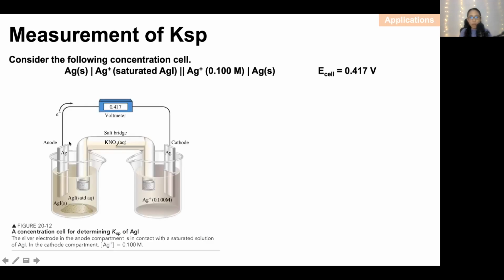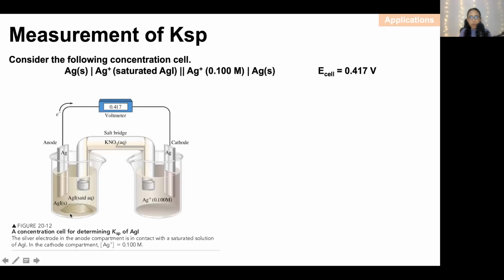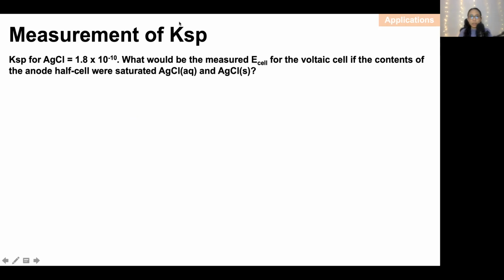It's the same. So you have there your silver chloride solution, and you have your silver chloride solid, then you have your silver electrode, and so on. So it's the same setup. We just replace the solid and the saturated solution. So now we need to get the concentration of our saturated silver chloride solution. So again, it's silver chloride solid dissolving or dissociating into aqueous silver ions and aqueous chloride ions.